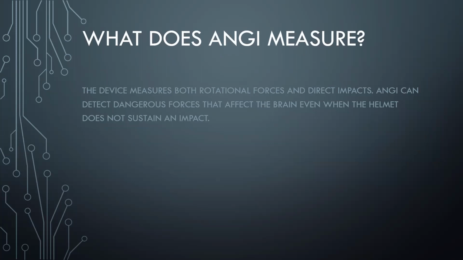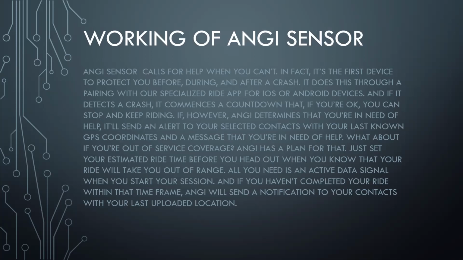So next is the working of the ANGI sensor. The ANGI sensor calls for help when you can't. In fact, it is the first device to protect you before, during and after a crash. This is through a pairing with the Specialized ride app for iOS or Android devices. If it detects a crash, it commences a countdown, and if you are okay, you can stop it and keep riding. If, however, ANGI determines that you are in need of help, it will send an alert to your selected contacts with your last known GPS coordinates and a message that you are in need of help.